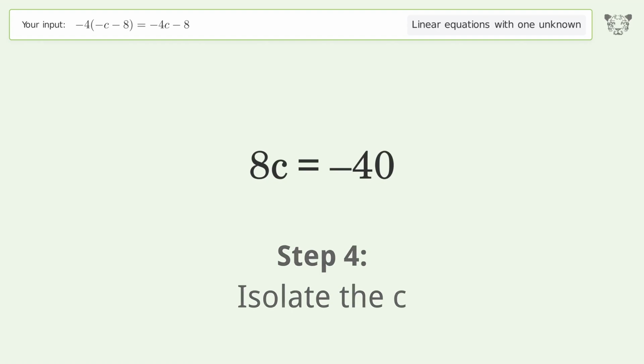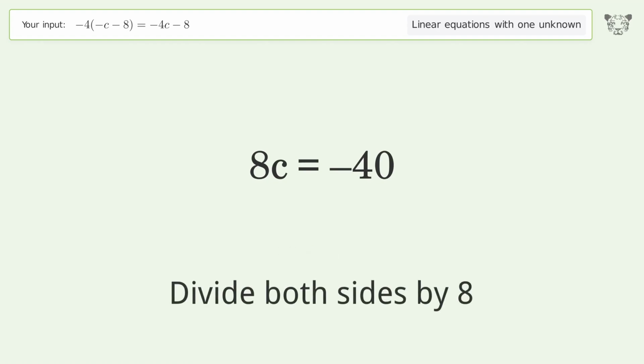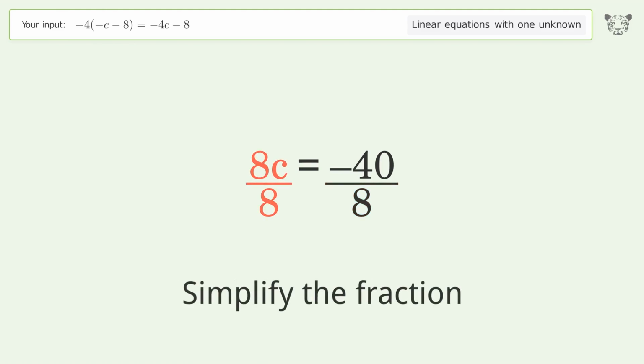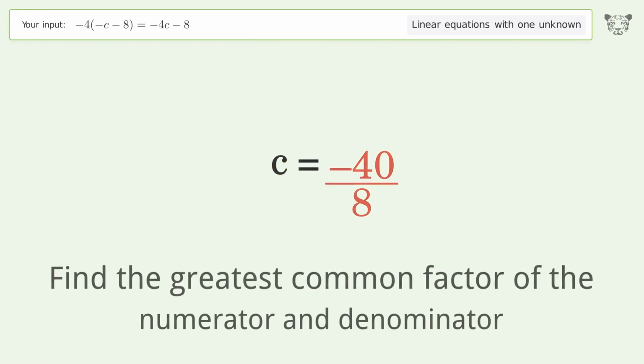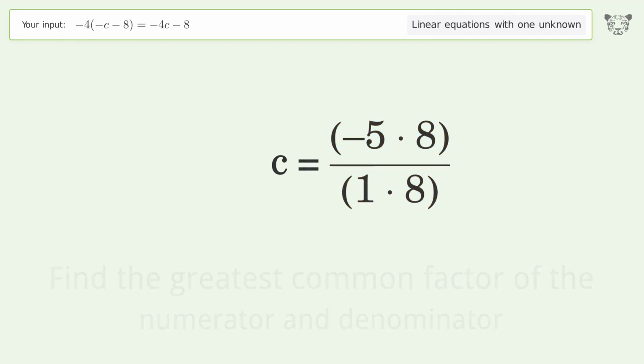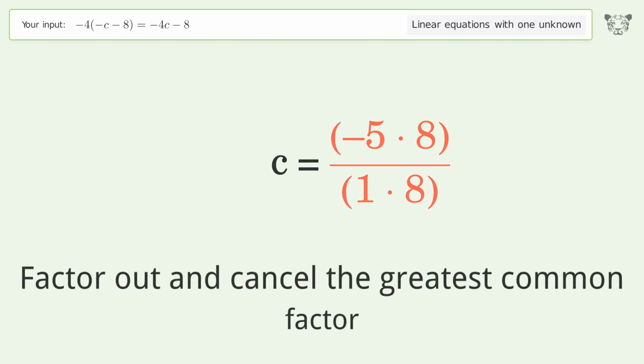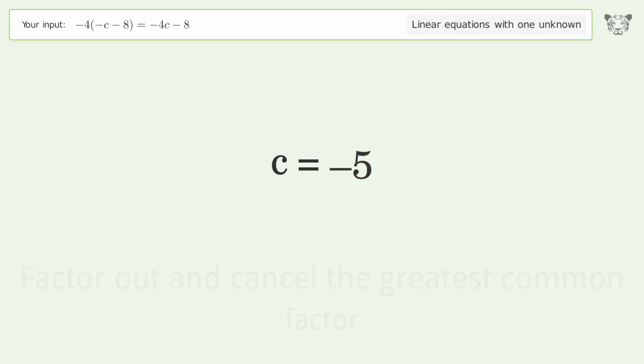Isolate the c. Divide both sides by 8. Simplify the fraction. Find the greatest common factor of the numerator and denominator. Factor out and cancel the greatest common factor. And so the final result is c equals -5.